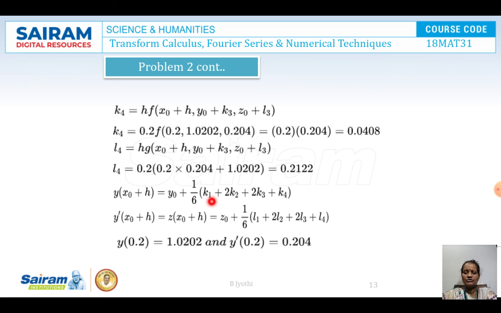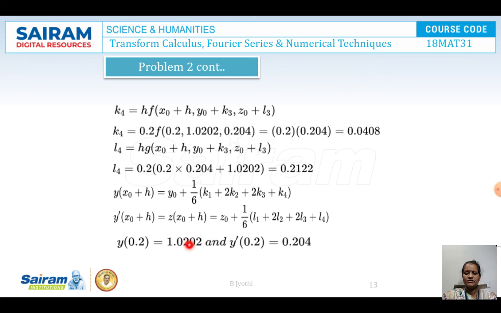0.2122. So, y of x naught plus h is equals to y naught plus 1 by 6 into k1 plus 2k2 plus 2k3 plus k4. Similarly, y dash of x naught plus h or z of x naught plus h is given by z naught plus 1 by 6 into L1 plus 2L2 plus 2L3 plus L4. Therefore, on substitution of all the values of k and L, we are getting y of 0.2 is 1.0202 and y dash of 0.2 is 0.204.